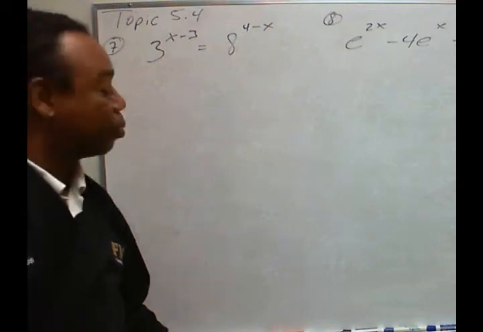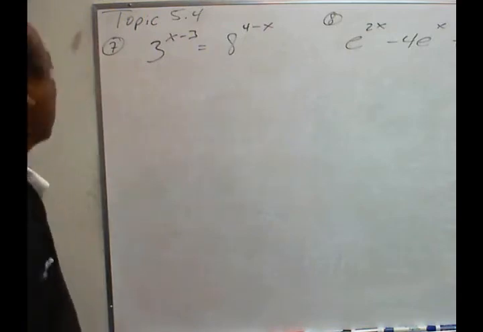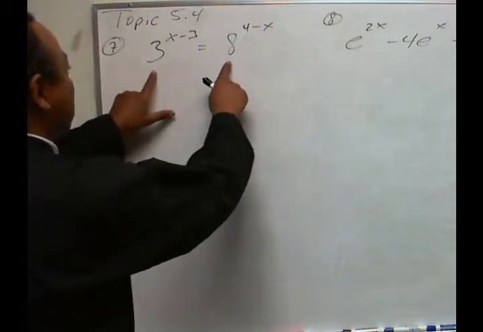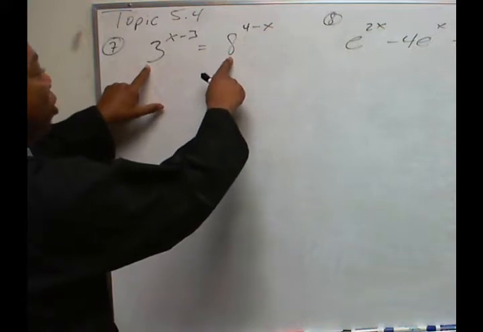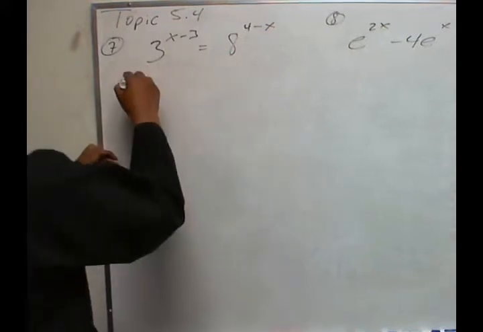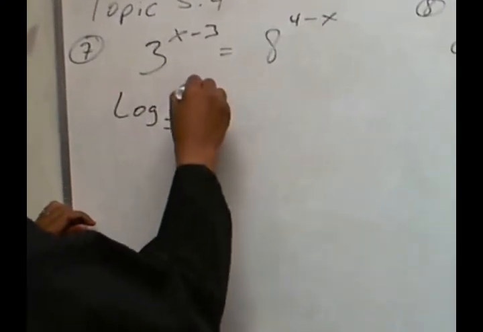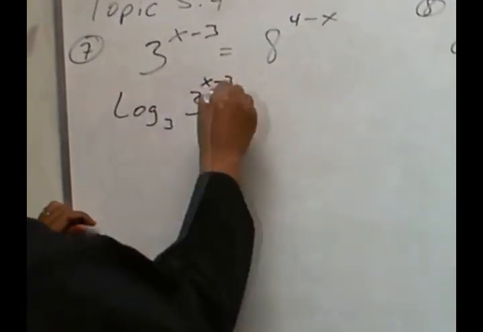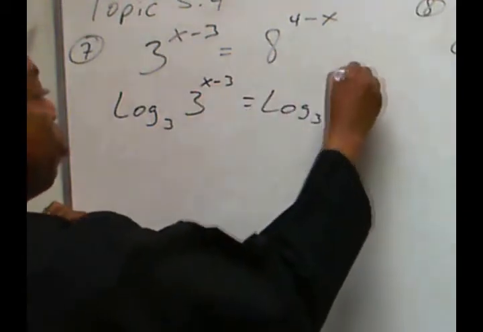Topic 5.4. We're going to be solving this problem right here. It's exponential. And the way that I'm going to solve this is I'm going to introduce a logarithm base 3 on both sides. So, log base 3 of 3 raised to the x minus 3 and log base 3 of 8 to the 4 minus x.